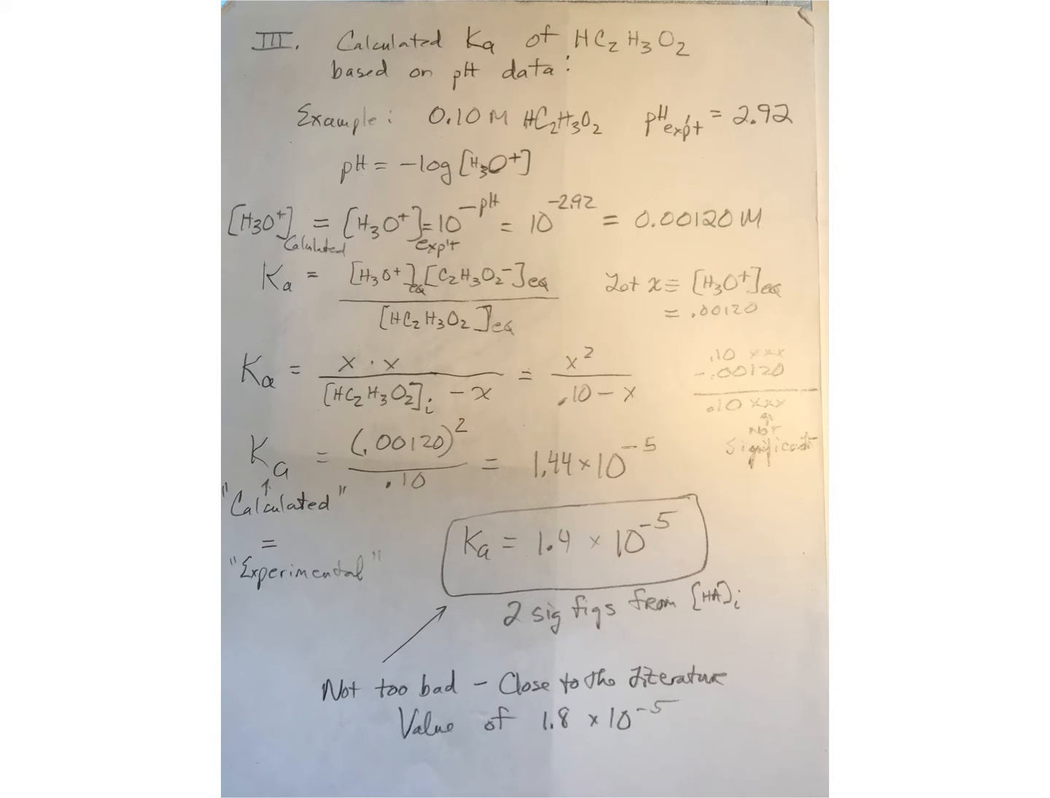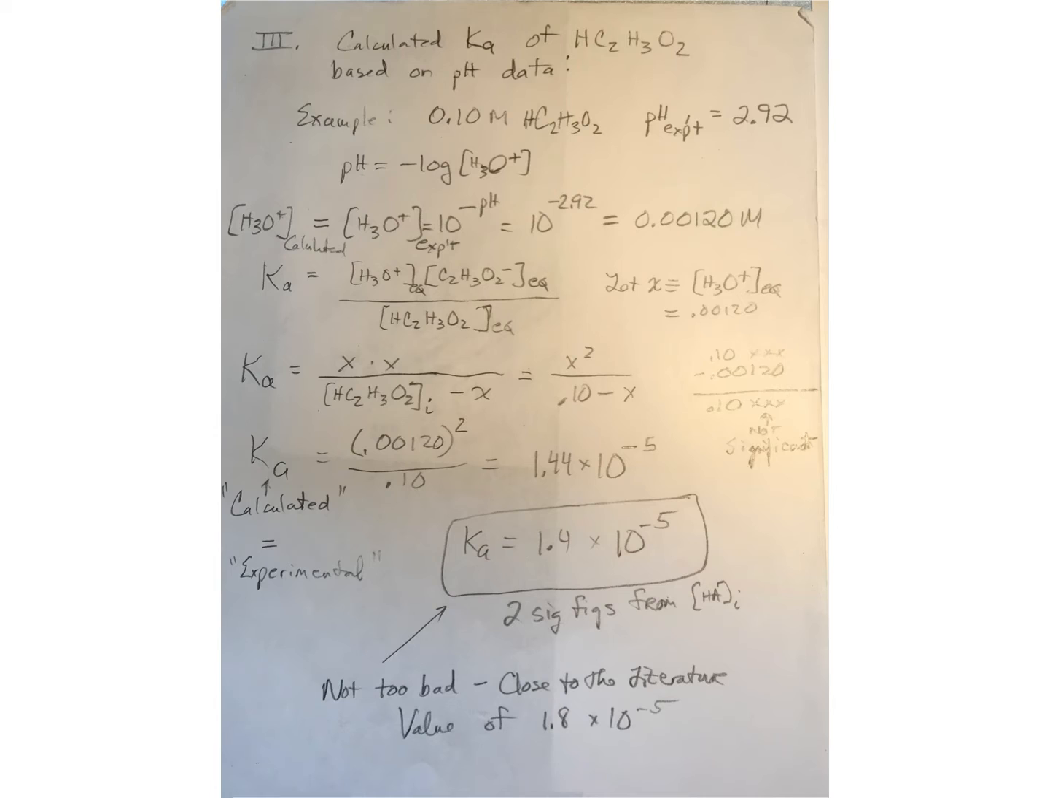Now recall that Ka is equal to the hydronium concentration to the first power times the acetate concentration to the first at equilibrium, divided by the equilibrium concentration of the molecular form of the acid. So if we let X equal the concentration of hydronium, as we always do in these calculations, Ka is equal to X times X divided by the equilibrium concentration, which is the initial minus X. So the initial concentration is 0.1, right? That's right here. X times X is X squared.